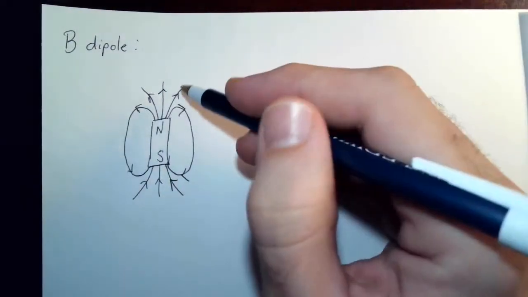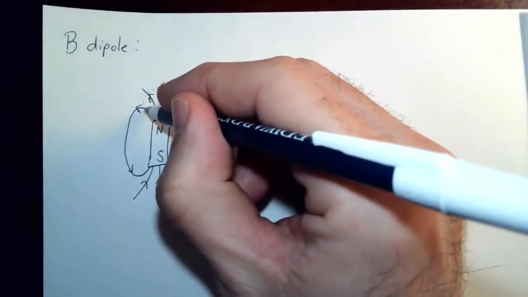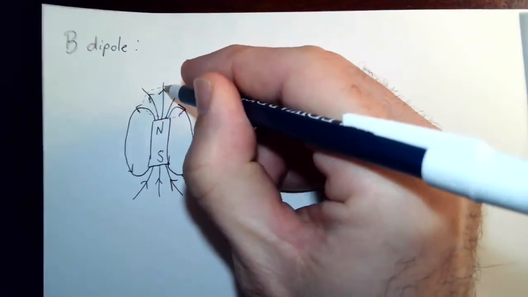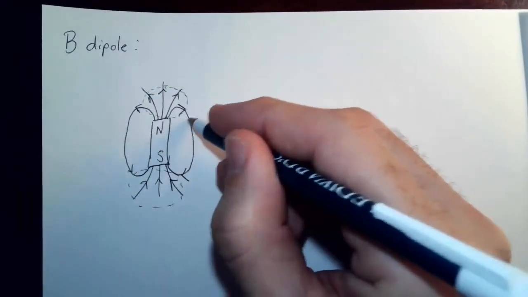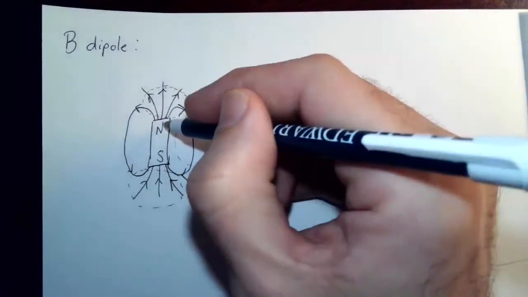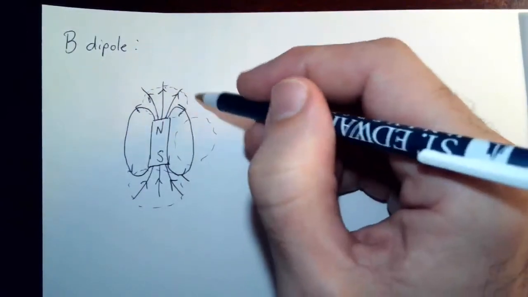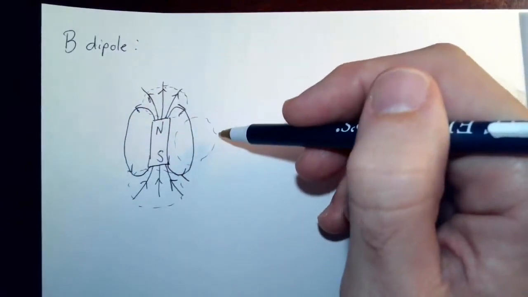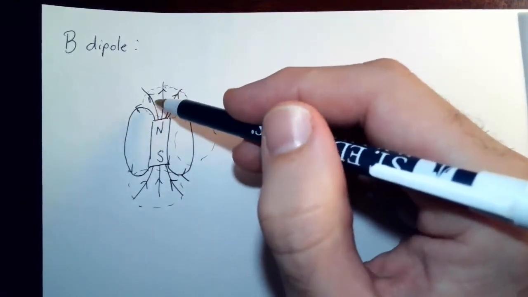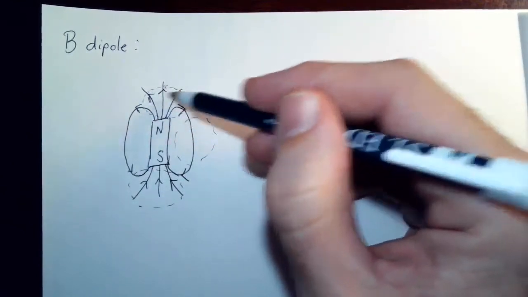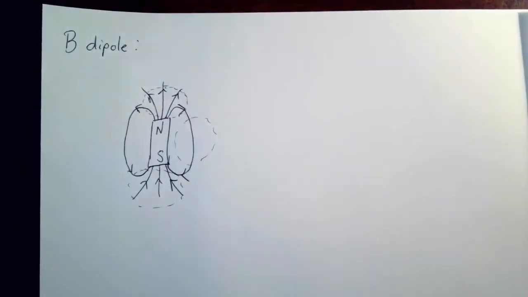Okay, as I mentioned before, if I draw a Gaussian surface anywhere outside of the bar magnet, I'm going to end up with zero flux through the surface because I have the same number of field lines going in as coming out. And this too is consistent with Gauss's law, which says that since there's no source or sink inside these surfaces, there should be no flux through the surface.